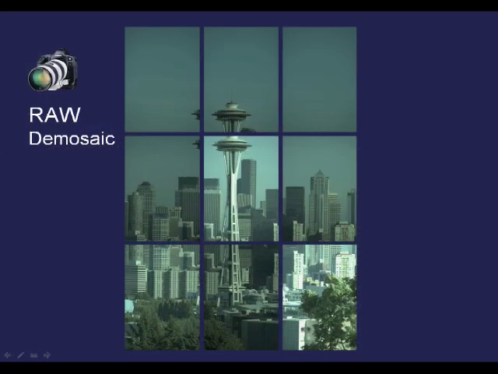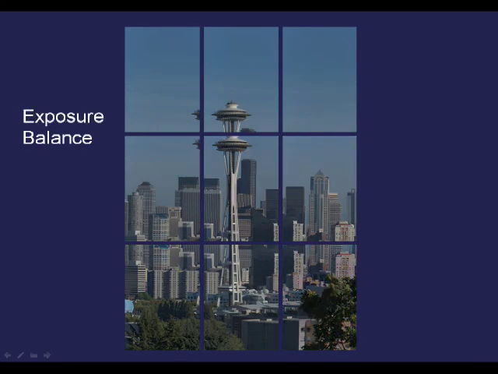The raw image data is demosaicked, then vignetting is removed based on earlier camera calibration. This result is then white balanced. Normalizing the recorded exposures produces a high dynamic range across the panorama.